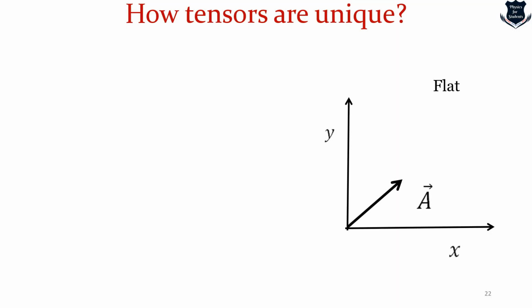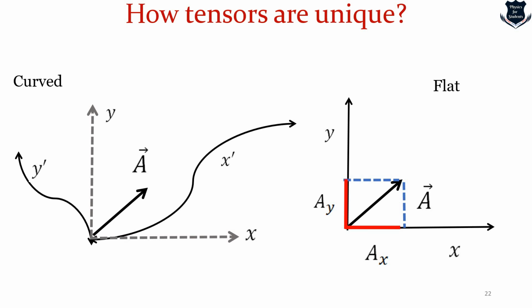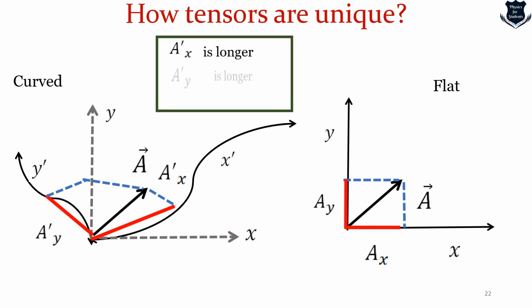If I've got a flat space-time where I'm measuring a vector A, and if I divide this vector into AY and AX, these are the components of the vector, which we can understand very well in flat space-time. These blue dotted lines show the components of the vector. Now if I get a curved space-time where I'm immersing the same flat space-time, then if you measure the same vector A, you will see this A prime X becomes longer and A prime Y also becomes longer, and the basis of the vector changes. But the vector remains the same. So here A prime X and A prime Y are longer, and A is invariant.